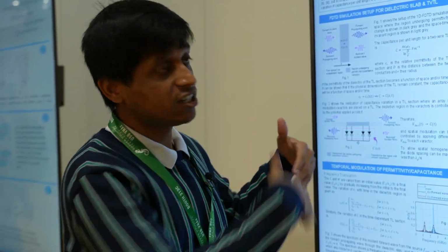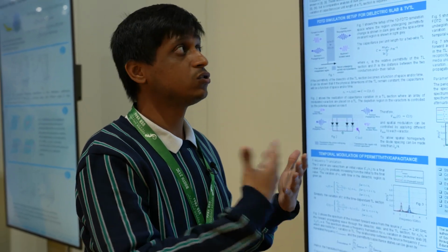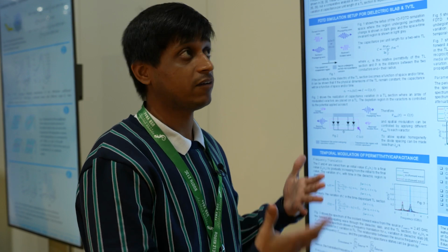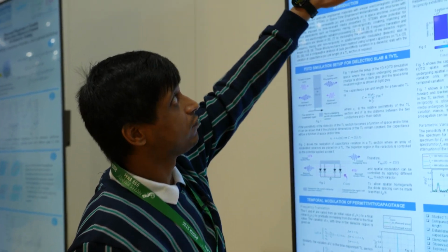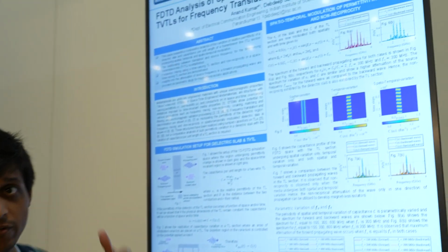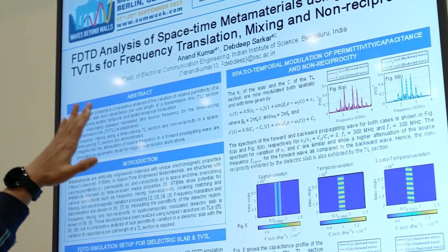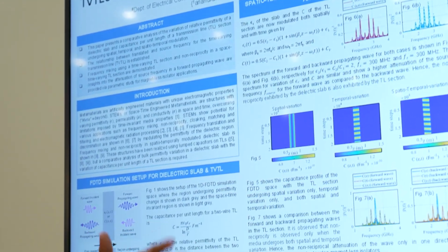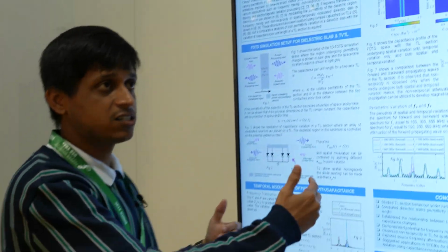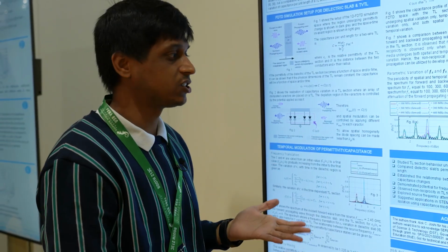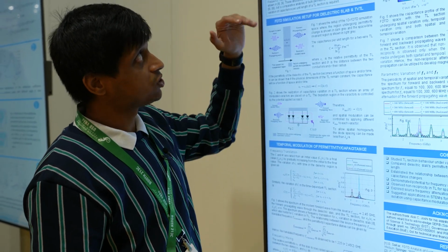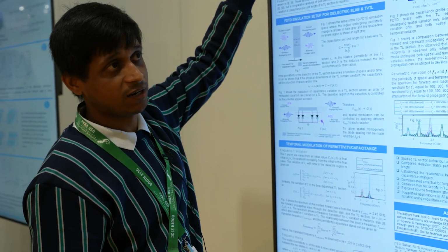So these three properties which we have studied, all three can be observed again if we vary the capacitance of the time-varying transmission line, which is the second part. So the first part is space-time metamaterials, where we vary the epsilon. The second part is when we vary the capacitance of a time-varying transmission line. So we observe the same phenomenon again. We compared the results and we see a correlation. So we can use time-varying transmission lines to implement space-time metamaterials.